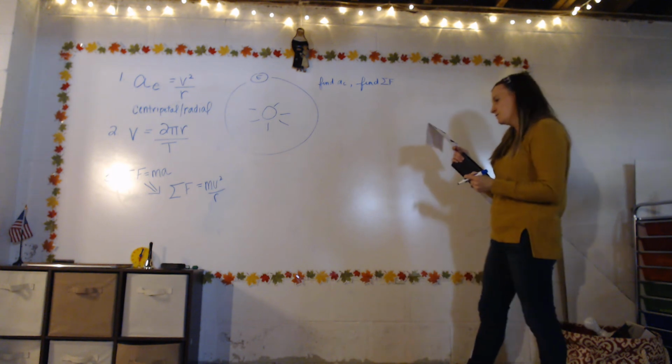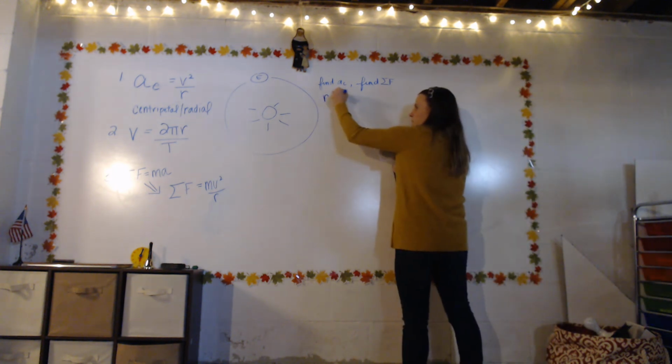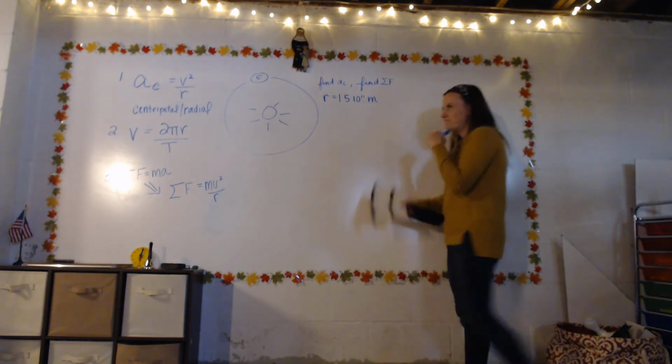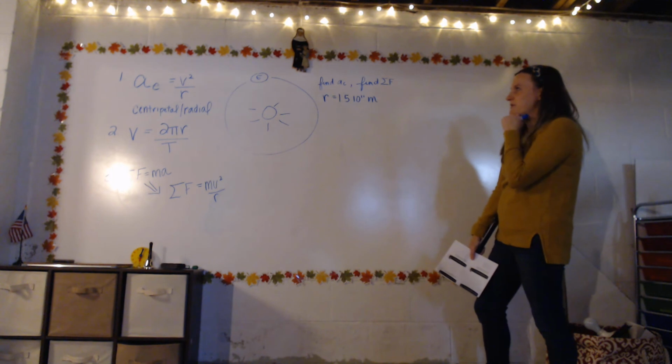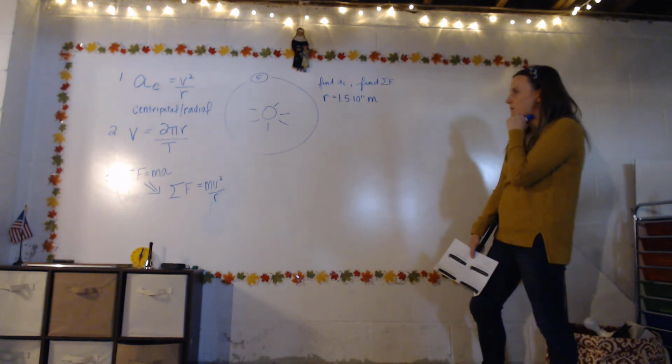And they tell me that the radius of the Earth's orbit is equal to 1.5 times 10 to the 11 meters. There's one other thing I should have typed up in this problem. I have weird numbers in my head and I forget to put them on the PowerPoint.